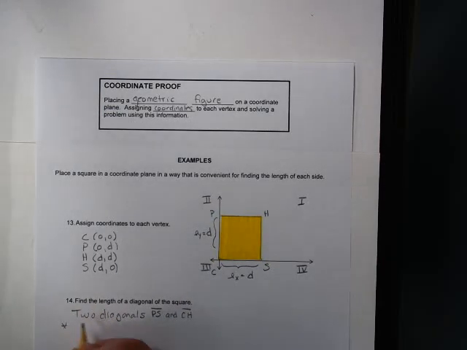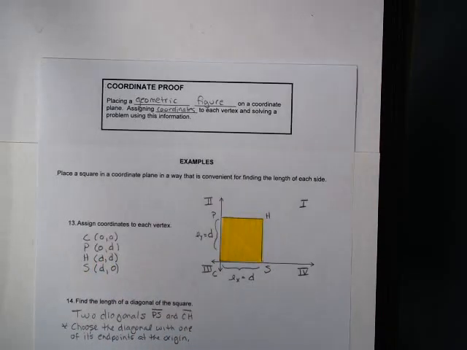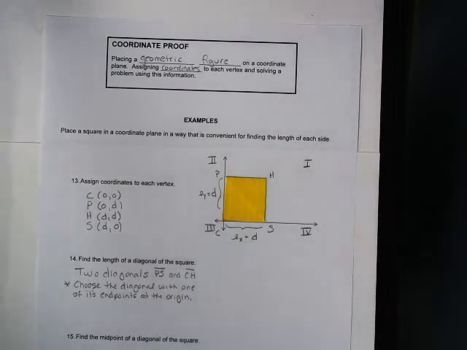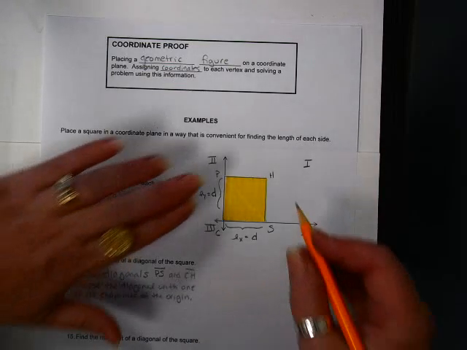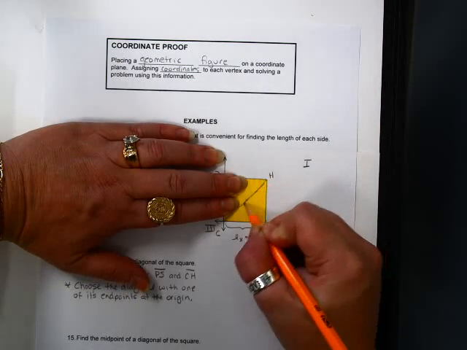Put a special note over here because you want to make sure that you always choose the diagonal with one of its endpoints at the origin, because that makes that 0, 0, and that makes the numbers easier to deal with. Okay, so if I want to find the length of CH, I am talking about this diagonal here.